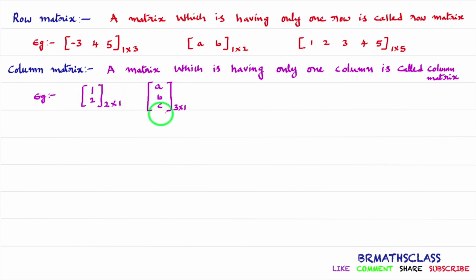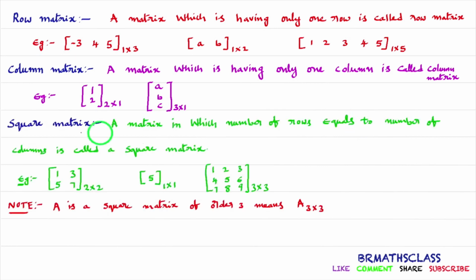You observe this matrix. This matrix is of order 3 by 1. In this, 3 rows are present and 1 column is present. This is the matrix which is having only one column. So this is the example for column matrix. Now we will learn the definition of square matrix, which is very important. What is square matrix? In a matrix, if number of rows equals number of columns, then that matrix is called a square matrix.